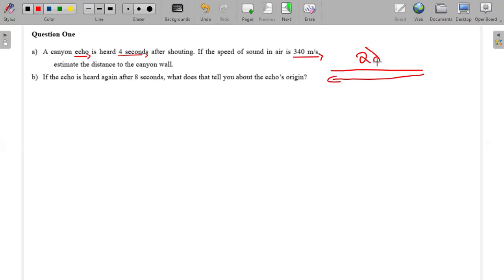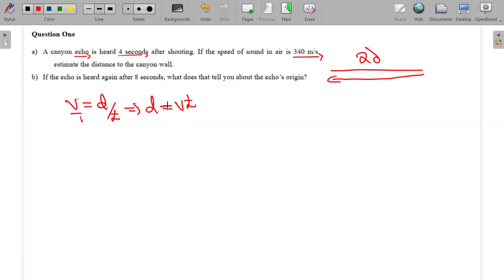So we have 2d as the distance traveled from the shouting person to the canyon wall, then back after reflecting from the canyon wall to the listener again. This is a round trip in short. We know that velocity is equal to distance over time. If I want to calculate distance, I'll say this over 1, so distance is equal to velocity multiplied by time.